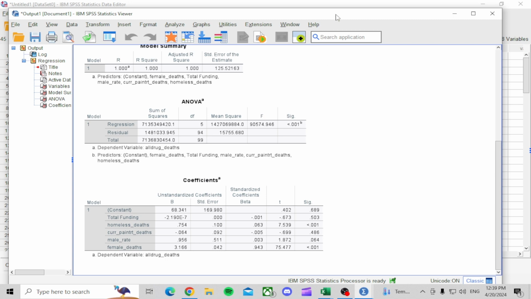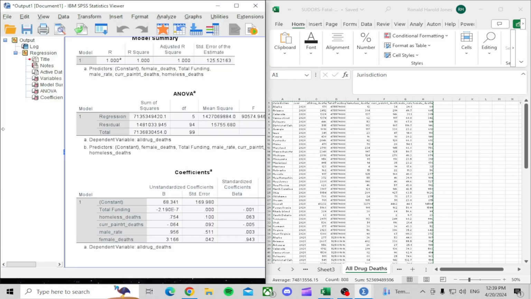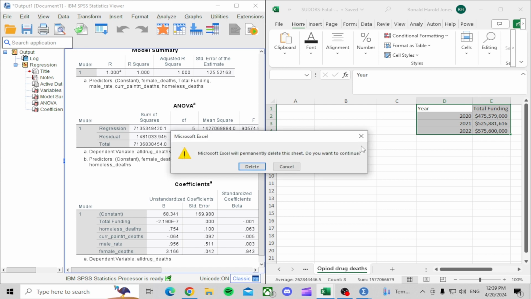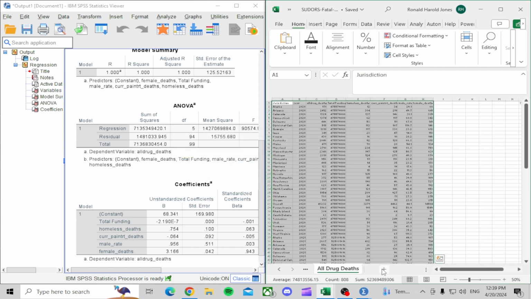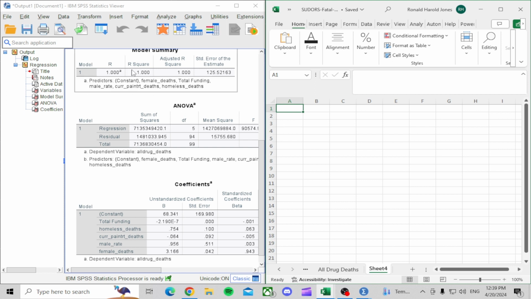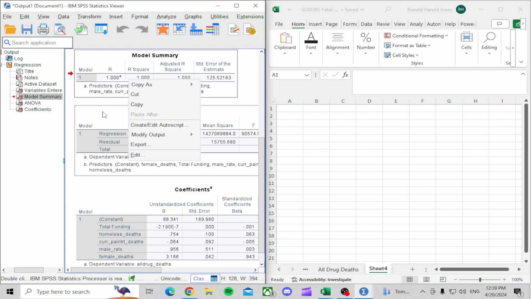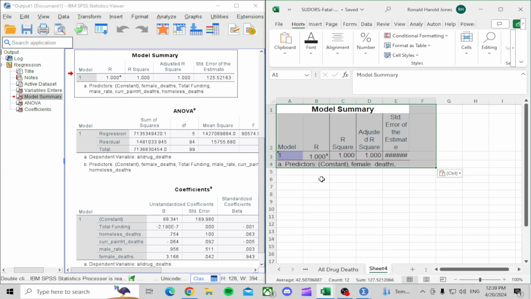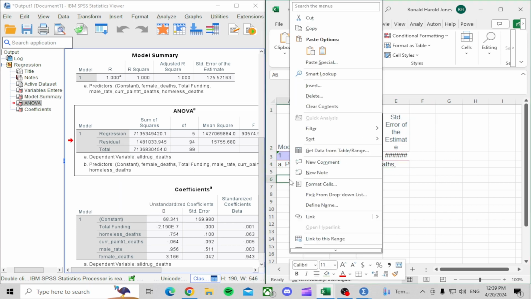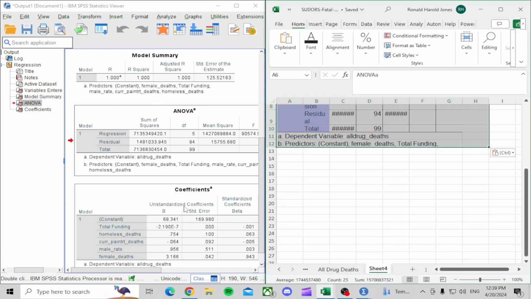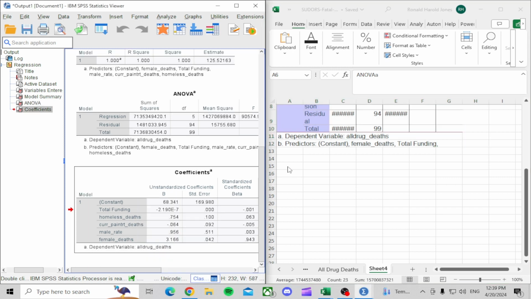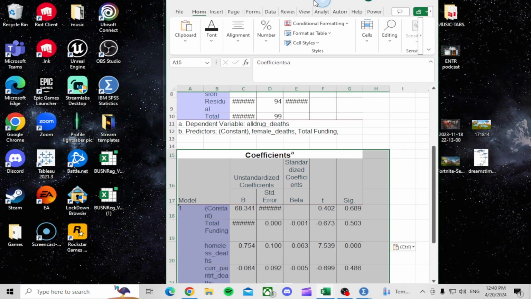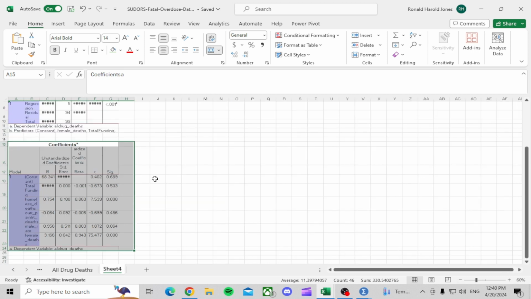And so what we'll want to do here is minimize this. I'll just create a new sheet here. Sure, we'll copy all this, paste. We can just copy all this and paste it over to our Excel document. Alright. So now if we go back to our Excel document here, let's zoom out a little bit.